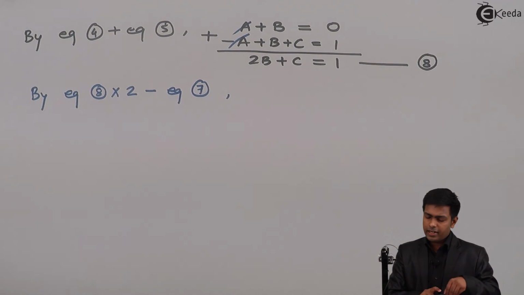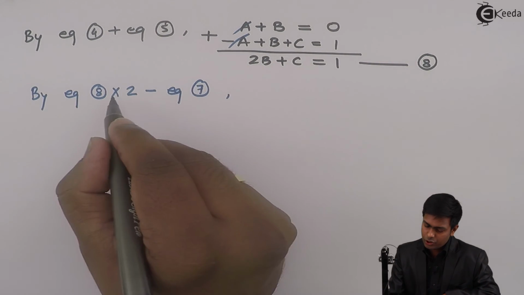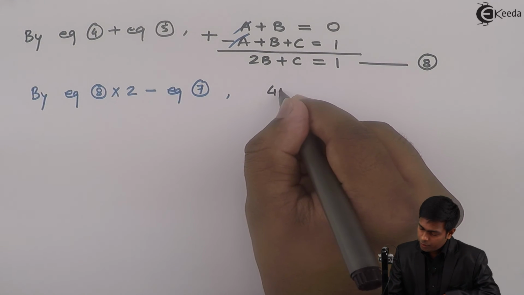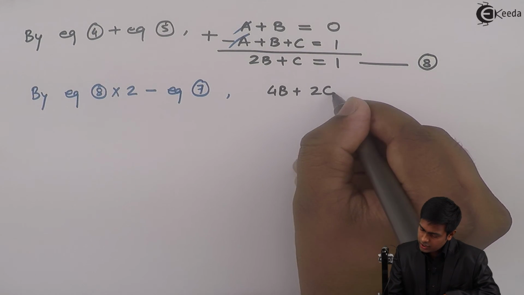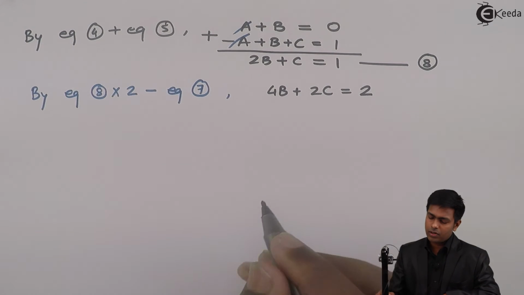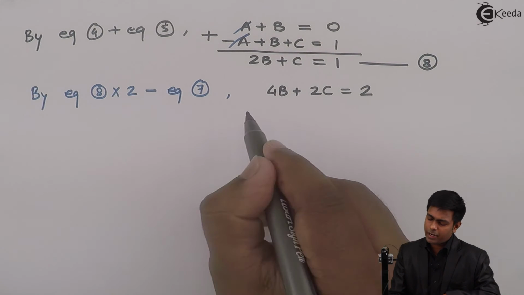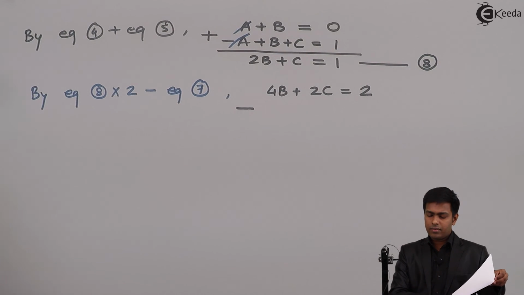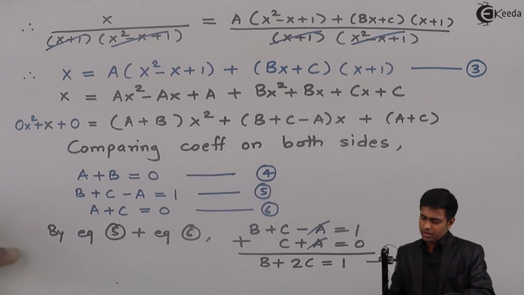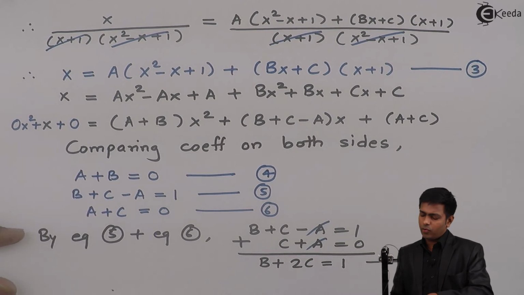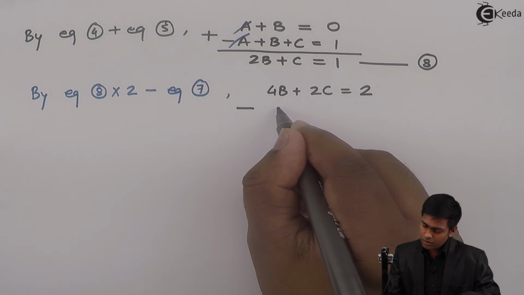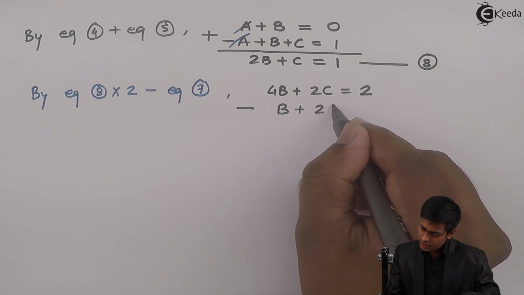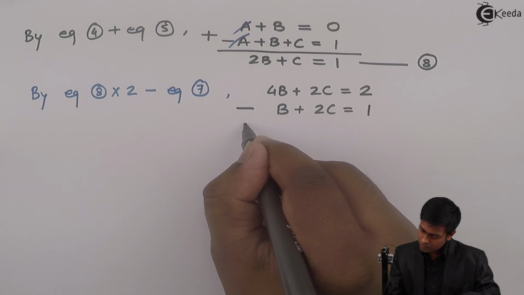So by multiplying equation number 8 with 2, we will get 4b plus 2c is equal to 2. That is equation number 8. And now we'll subtract equation number 7. So the equation number 7 in this case is b plus 2c equal to 1. So here I'll write down b plus 2c is equal to 1.